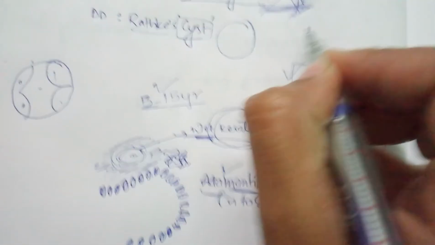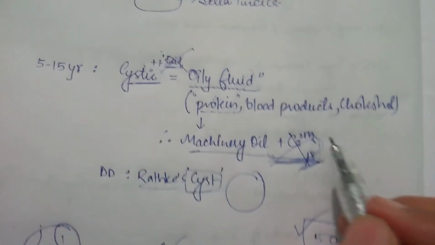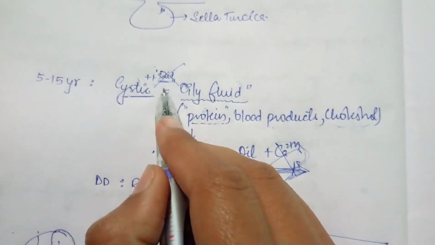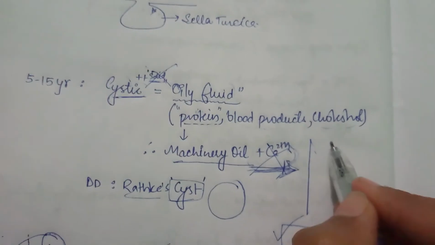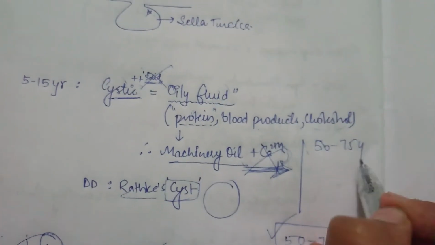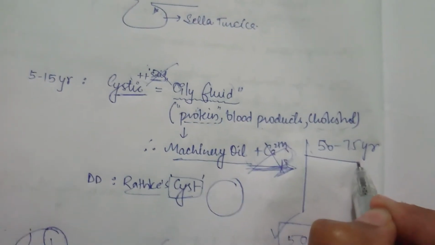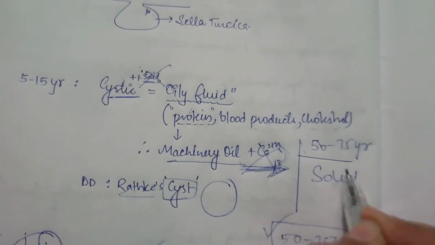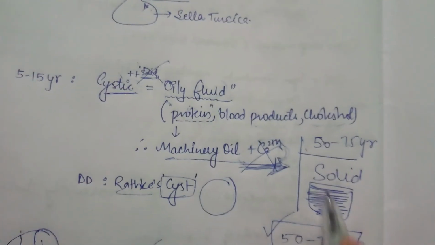And as we talk about the pattern in children, like cystic plus solid, but if it is in the older age group, that is 50 to 75 years of age, there we only see solid component. We don't see any kind of cystic component. So that will be fully solid in the old age group.